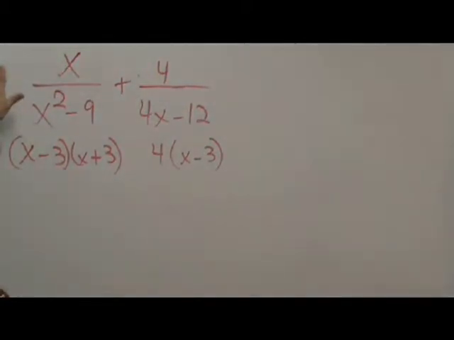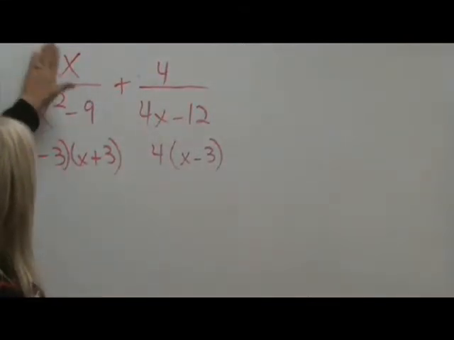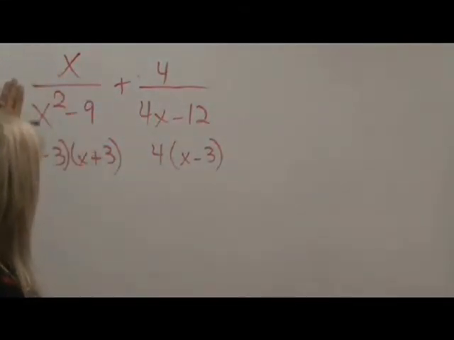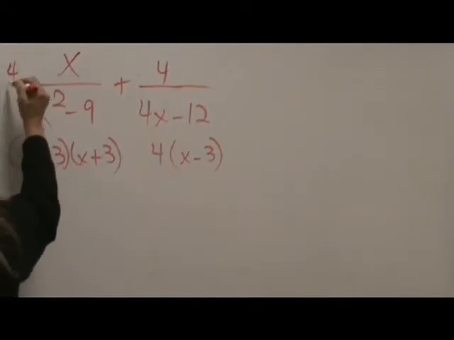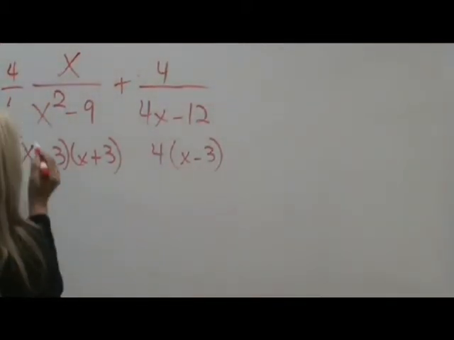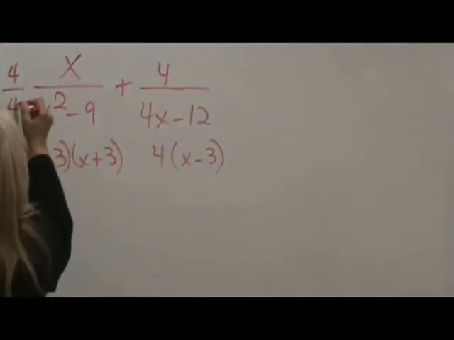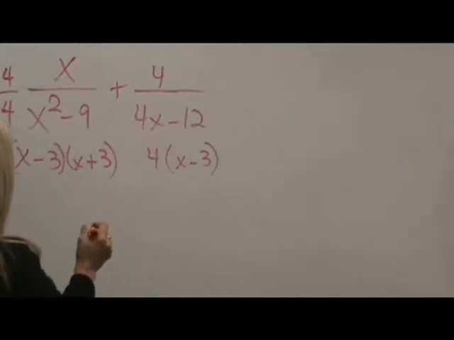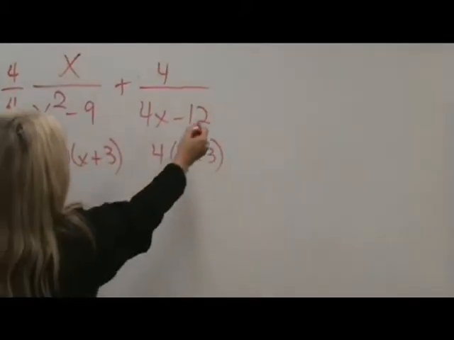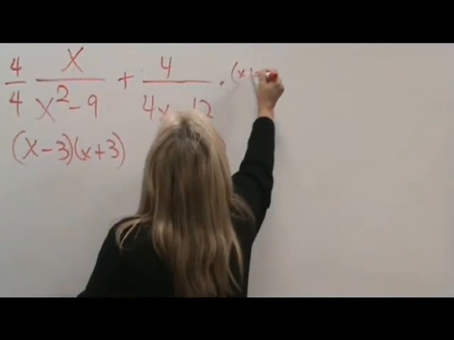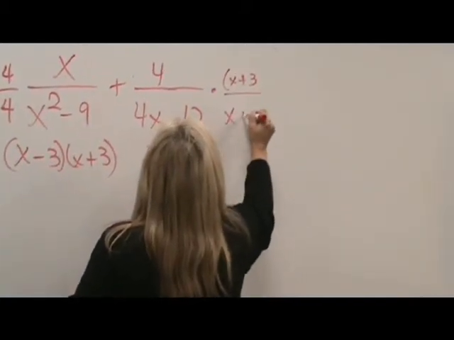4 times x minus 3, x plus 3? You have to have the same thing on both sides. Right. Okay, so we've got our x minus 3, we've got our x plus 3, so I need a 4 on this side, over 4, right? Because the x minus 3 and the x plus 3 cancel out. So I just have 4 over 4. And over here I need x plus 3s and x plus 3s, right?